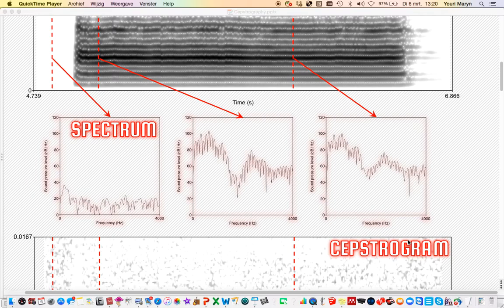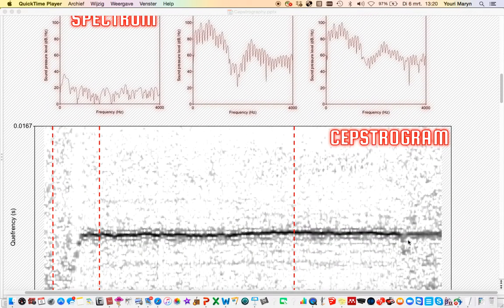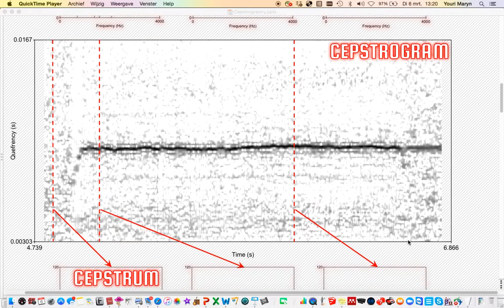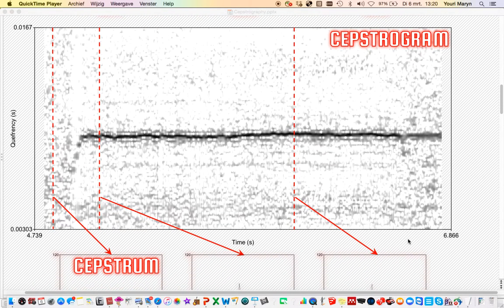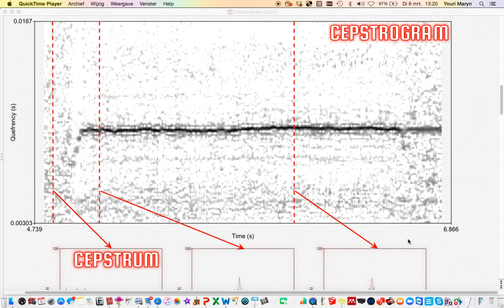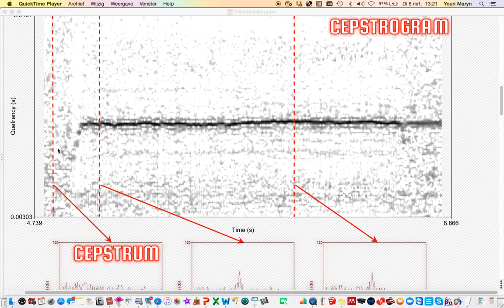Now, let's see what a cepstrogram is. It's quite similar to the spectrogram. However, instead of showing us adjacent spectra, the cepstrogram shows us adjacent cepstra. So, once again, we have these three moments in time. Here, there was no voicing. Then here, we have the voice onset, a stable phonatory part, and then here we go to voice offset.